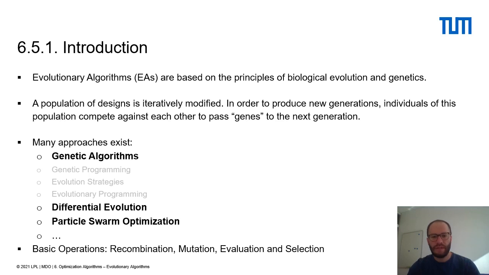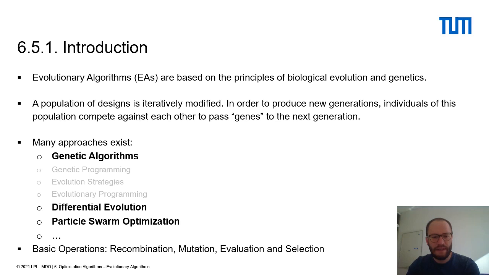So, evolutionary algorithms are based on the principles of biological evolution and genetics. That's what I mentioned before. So basically there is a population of designs. So there's not only one design variable vector as we have it in the deterministic approaches, but a set of design variable vectors. And those are iteratively modified in order to improve the results, so to produce new generations. And this, as I mentioned, is based on biological principles, so they are called genes. So these genes, so the information of each individual, which are the design variables, are passed to the next generation.